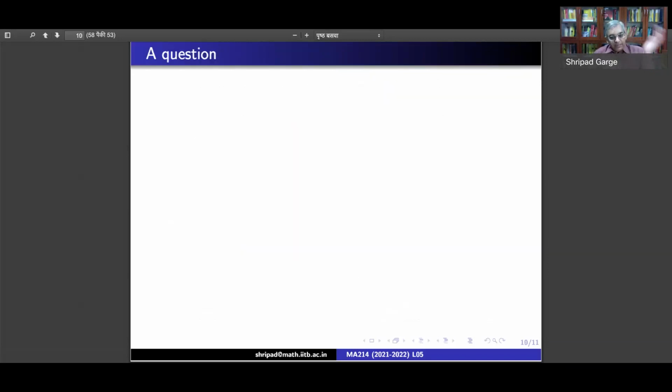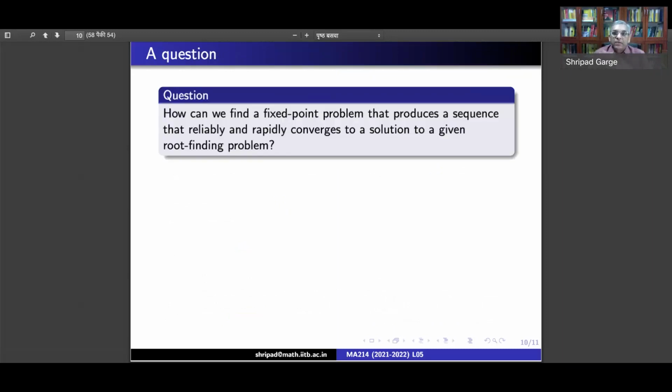And so this is one very natural question that one can have. Whenever we have a root finding problem, how do you convert it into a fixed point problem which will give you a sequence which does converge to a solution, and preferably also rapidly? We would want the convergence to happen rapidly. So not just slowly, but we would like to have a rapid convergence.